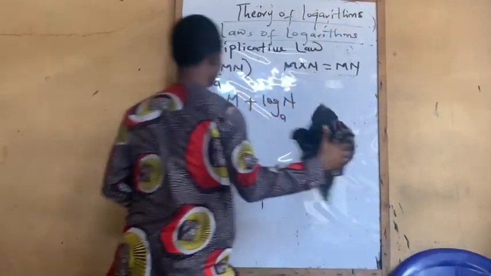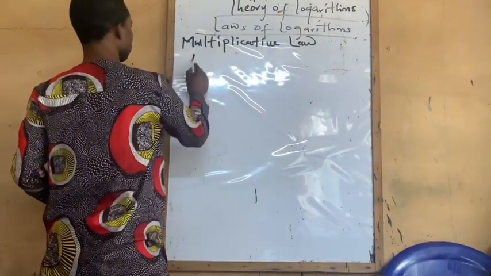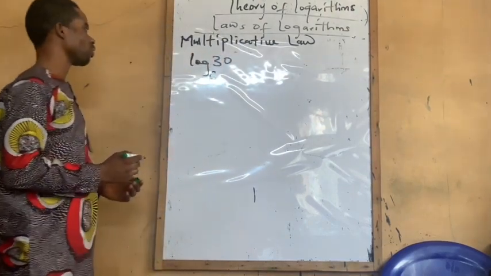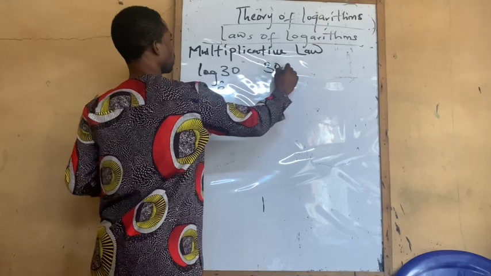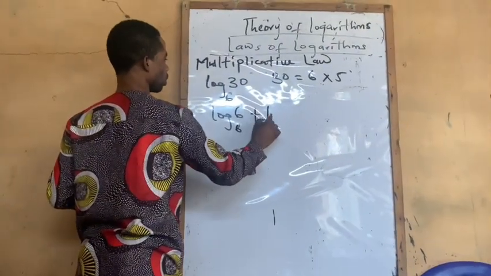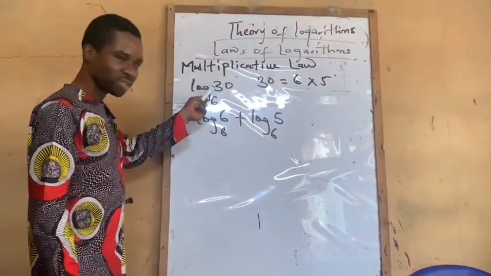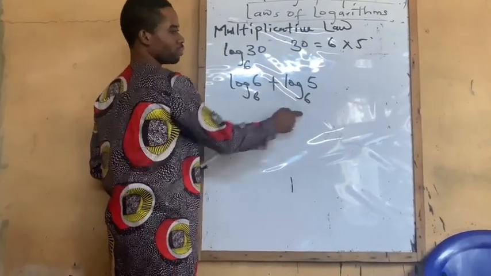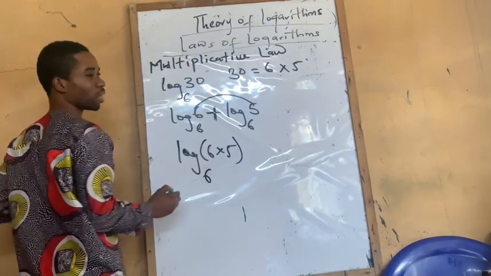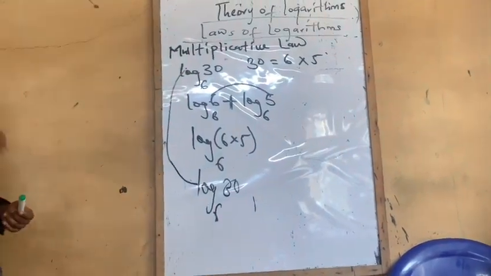Now, imagine you have something like this. According to law one, you have log 30 base 6. Notice 30 can also be 6 times 5. That means you can write log 6 base 6 plus log 5 base 6. Now, what does that mean? When they have the same base, you pick one base and multiply these together, that is 6 times 5, base 6. Anytime you see additions, you multiply them together and pick one base, which is also known as log 30 base 6. You should not forget that. Now, let's continue.